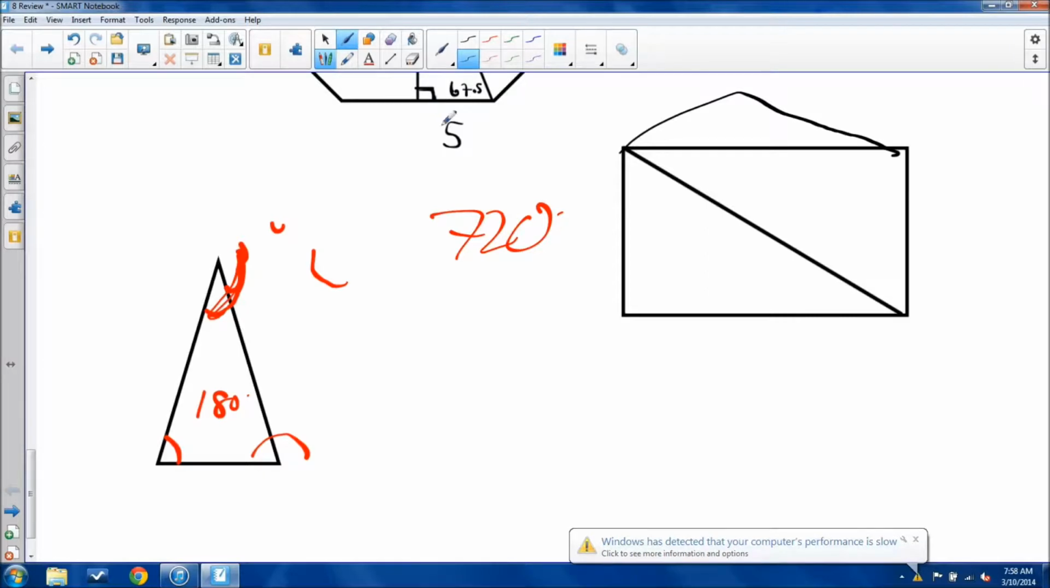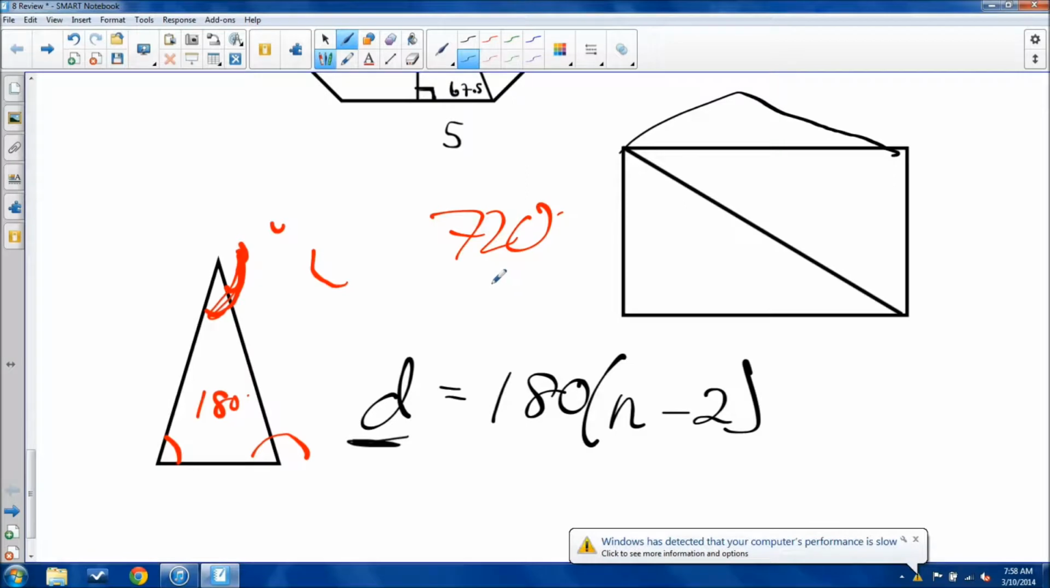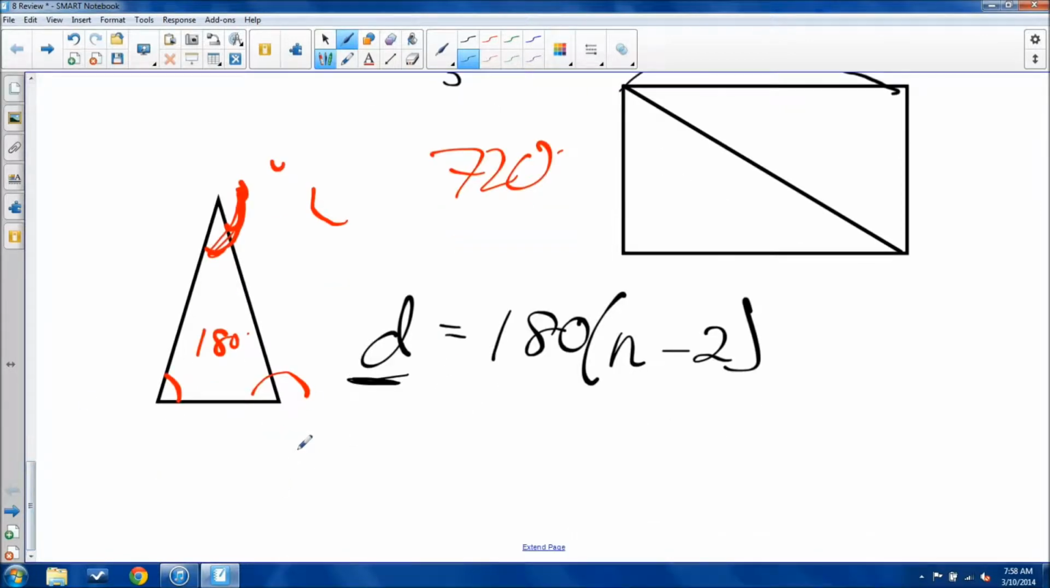So there's a relationship here, and we use this formula. It's derived from this understanding. If n is your number of sides, and d is the interior angle sum, not the measure of each interior angle, but the interior angle sum, like 720 degrees, for instance. 720 degrees means 4 triangles. That's why when we use this formula, we say 720 equals 180 times n minus 2. We want to figure out the number of sides, even though we know it's 6.